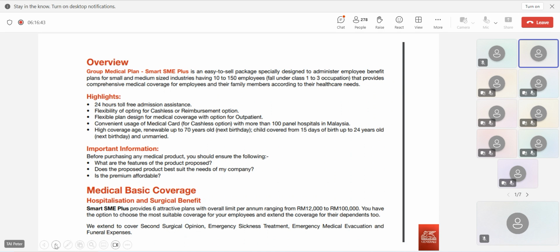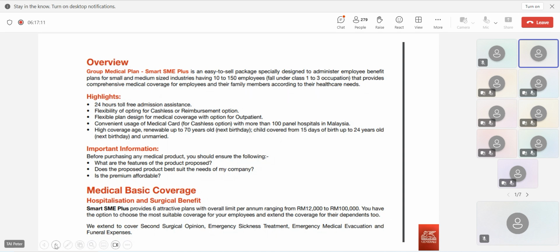Now, hospitals, as Smart Energy Plus provides 6 attractive plans, as I mentioned, ranging from 12,000 to 100,000. Okay, that means your customer can customize. Normally, what I noticed was that they always buy a higher plan for the top management, the middle management will have the middle plan, and all the other staff will be under the lower plan. Okay, so basically it's like a pyramid hierarchy.